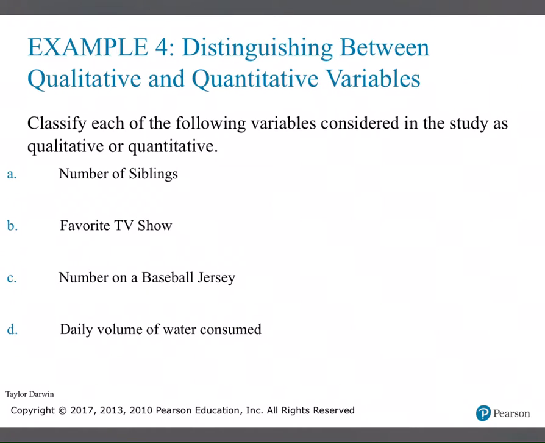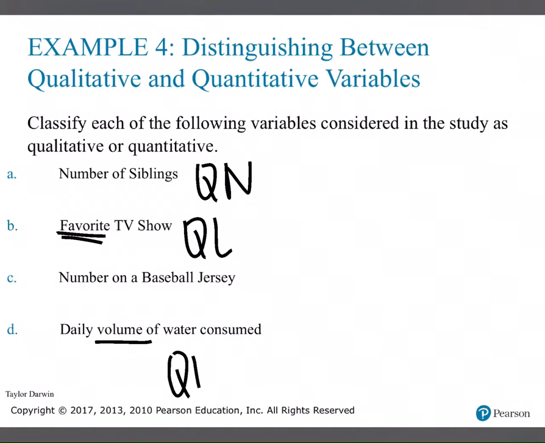So let's distinguish between the two. And here's some examples, and if you need to pause, go for it. Number of siblings is quantitative, and I'm going to abbreviate it with QN because it's a numerical measure. Favorite TV show, anytime you see that word favorite, it's going to be qualitative. I'm going to skip to D, and then I'm going to talk to you about C. Daily volume, that's a measure, that's quantity.